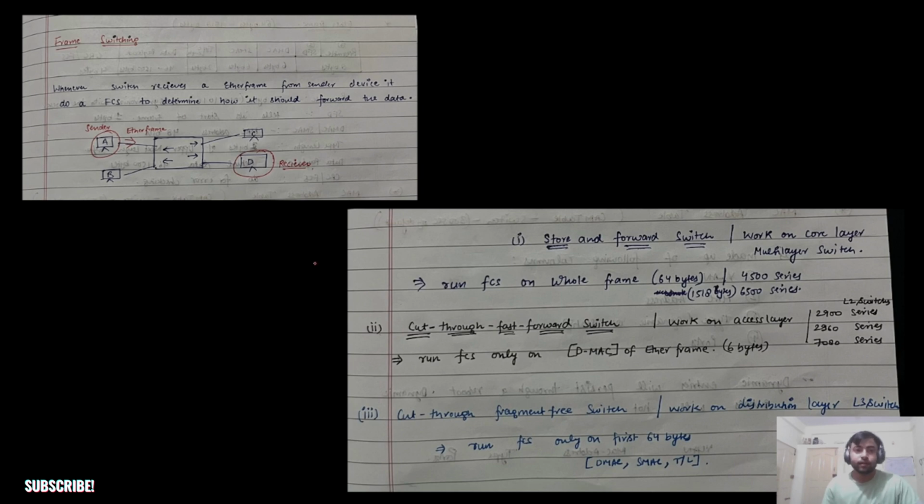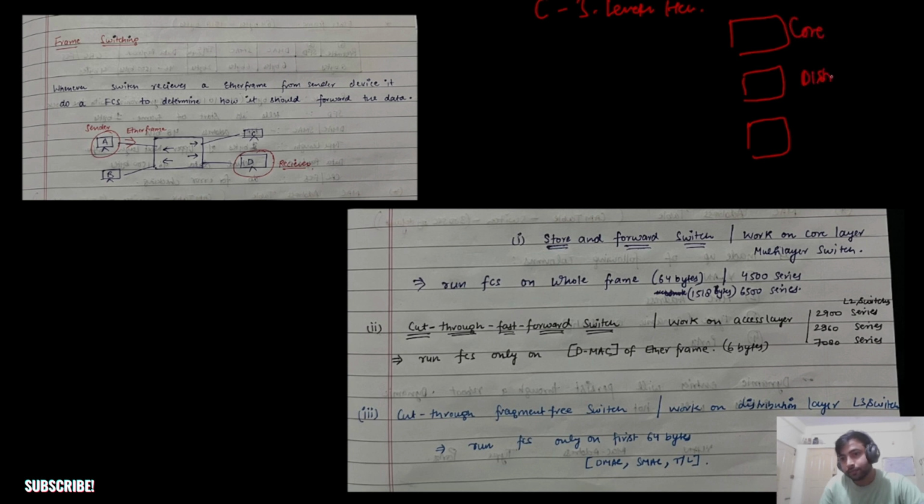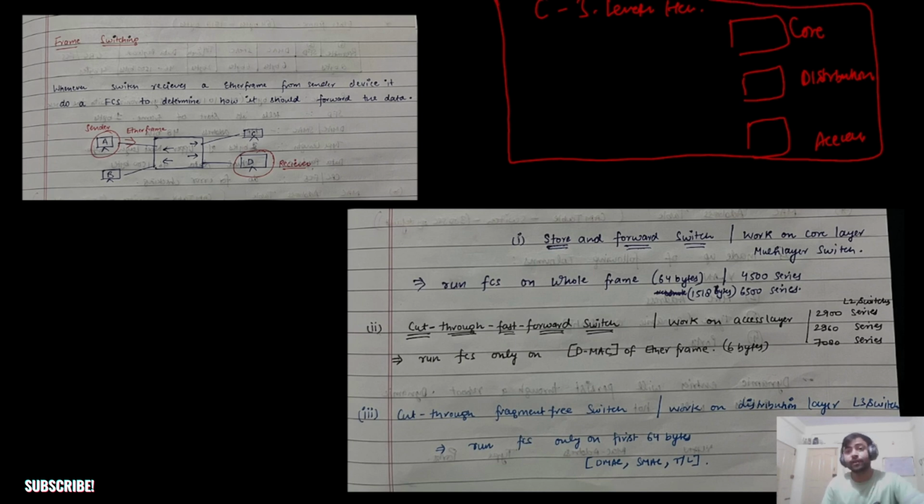Whenever a switch receives these frames, it runs frame check sequence depending on the type of switch we are using. In the Cisco three layer hierarchy, we have three layers: first is core layer, distribution layer, and access layer. We will be understanding this in terms of this Cisco layer 3 hierarchical model of LAN designing switch devices. So the first type of switch which we have is store and forward switches.